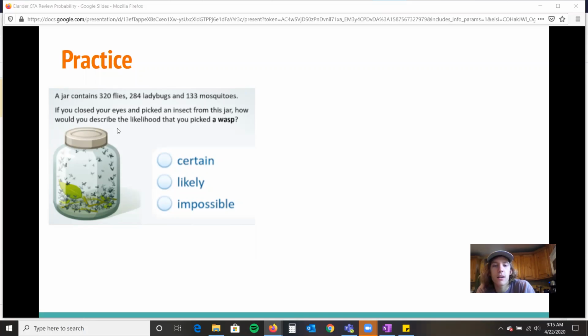All right, so the correct answer, and I don't know if I switched this correctly, but it is going to be impossible. Very good, guys. If this jar doesn't have wasps, if we stick our hand in and pull out a random insect, it's not going to be a wasp. Impossible. Very good.